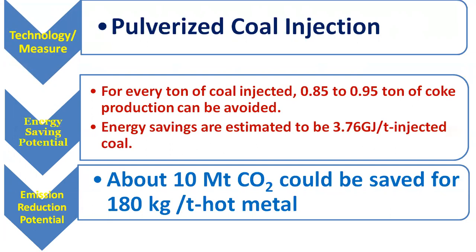The cost savings range from 3,000 to 4,000 rupees per ton of hot metal, lowering the hot metal production cost by approximately 4.6%. Okay, the investment in coal grinding equipment is also essential, and we need to consider it whenever we are taking this measure, that is, pulverized coal injection.